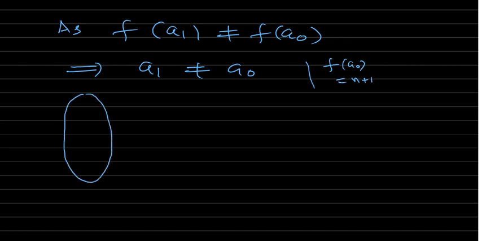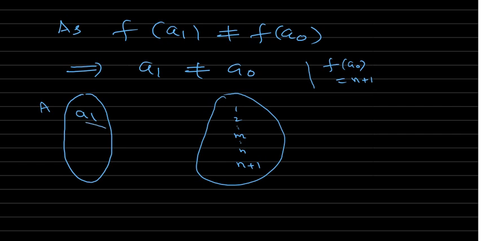This is the set A and this is the set of n natural numbers. Okay, so 1, 2, somewhere here m is there, then we have n, then we have n plus 1. And here you have a1, and the image of a1 is n plus 1, and you have a0, and the image of a0 is m. Okay, right? So this is your bijection f, which sends a1 to n plus 1 and a0 to m.